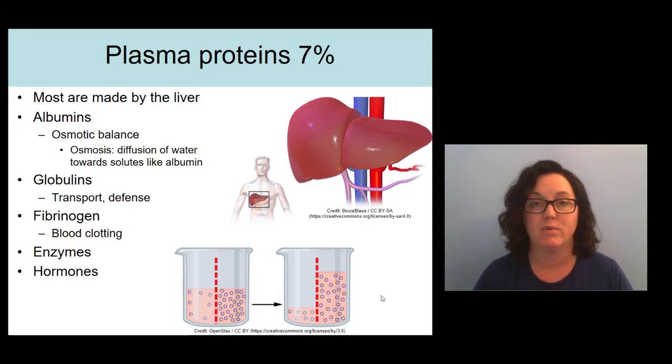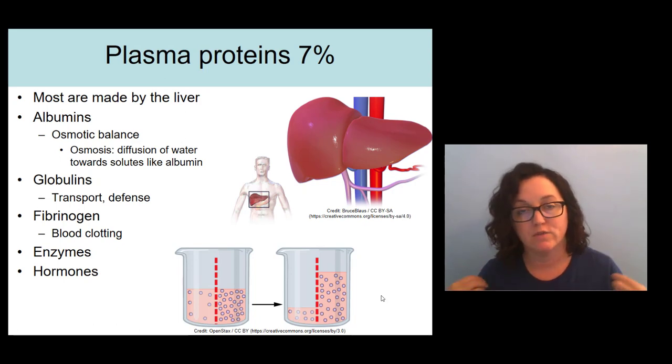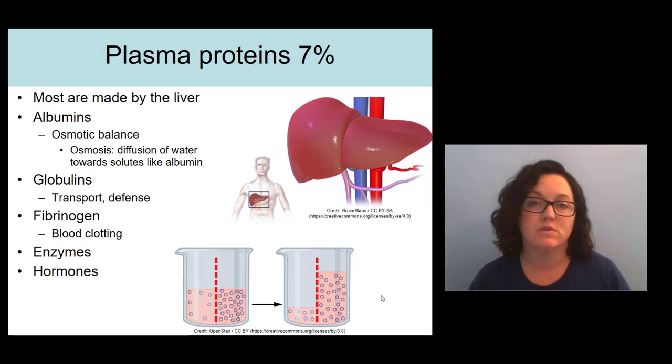So an example of this could be insulin, right? So insulin is a hormone that travels through the bloodstream. It's released by the pancreas, but it needs to go to all the cells of the body and tell your cells to take glucose out of the blood and bring it into themselves.